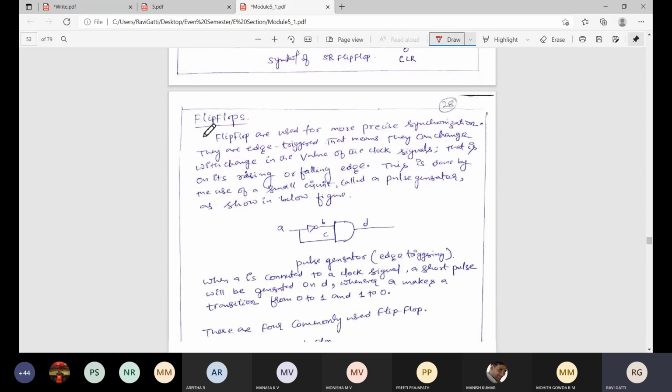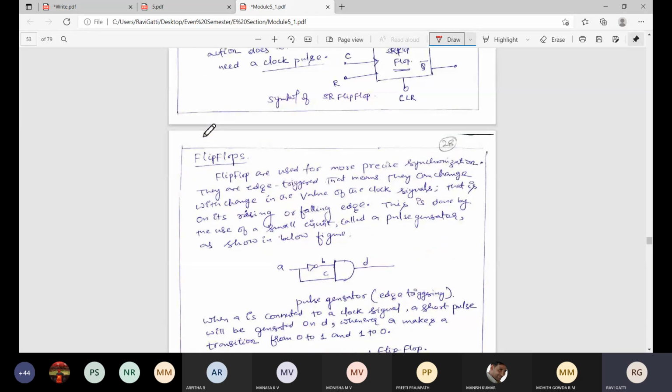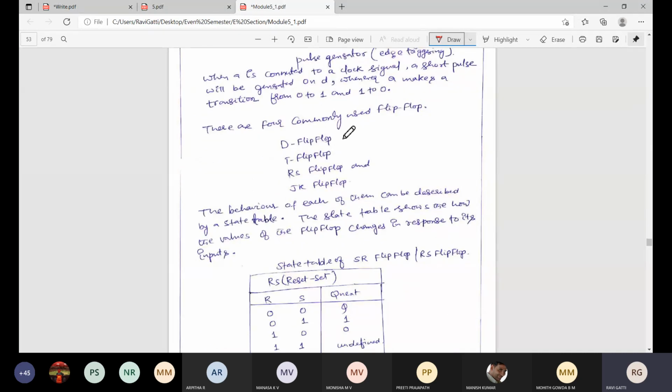Depending upon this flip-flop, there are different types of flip-flops we can use or create. One we call a D flip-flop, one a T flip-flop, one an SR flip-flop, and one more a JK flip-flop. Depending upon how we design the flip-flops, we can create these different types. The first is D, the second is T, we have already learned the SR flip-flop, and the next one we are going to learn is the JK flip-flop.